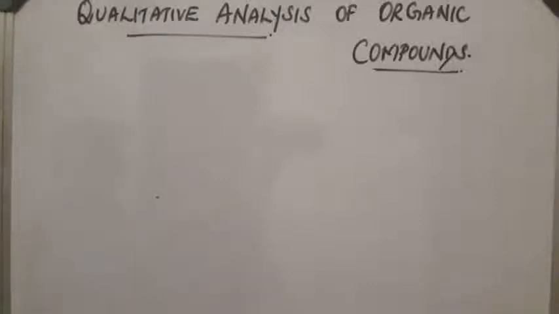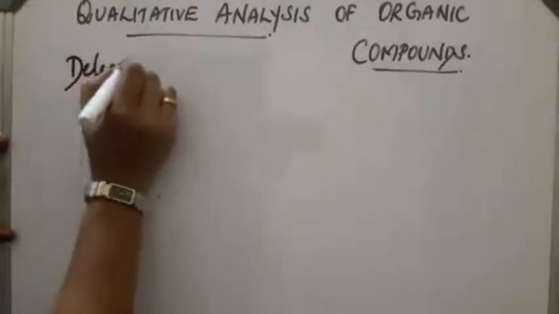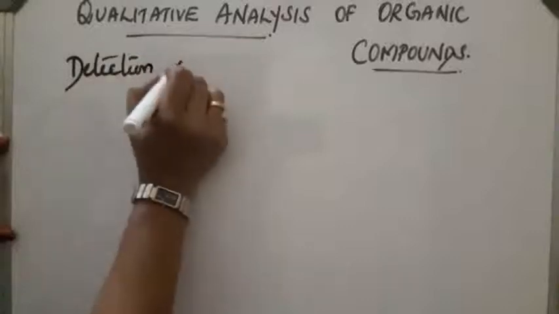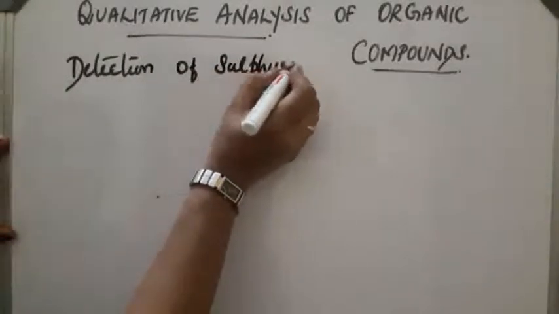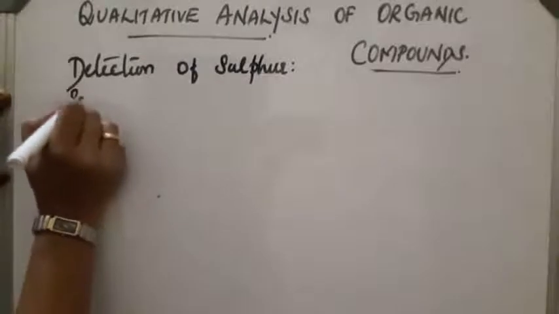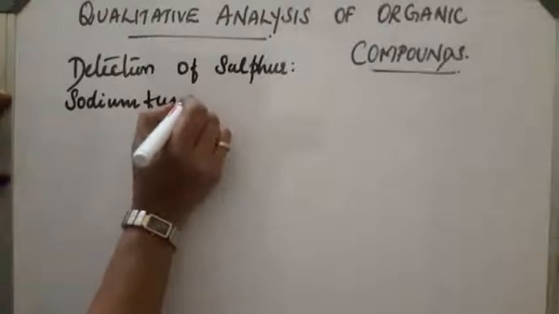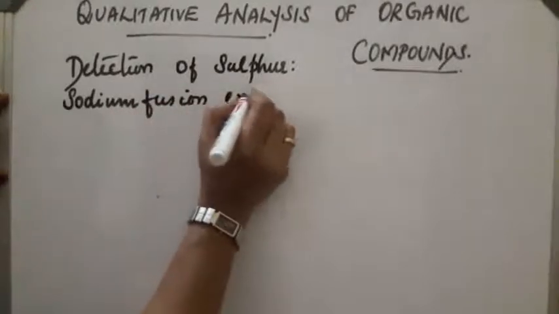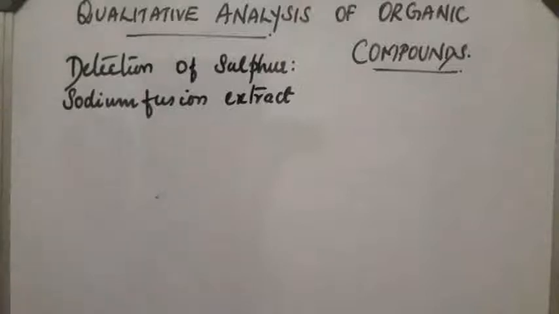Qualitative analysis of organic compounds: test for sulfur, or detection of sulfur by the qualitative analysis method. First we have to prepare Lassaigne's extract, or sodium fusion extract. The preparation we already discussed in our last session.